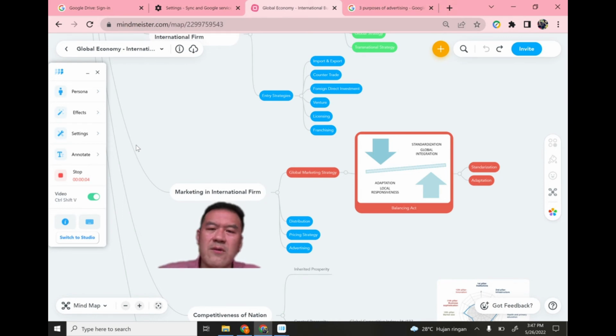Marketing in an international firm is always a balancing act. A global marketing strategy must include standardization or global integration of the worldwide marketing strategy, but also take into consideration adaptation or local responsiveness. An international firm must take into consideration national preferences, laws and regulations, living standards and economic conditions, and also national infrastructure of the nations that they are targeting.